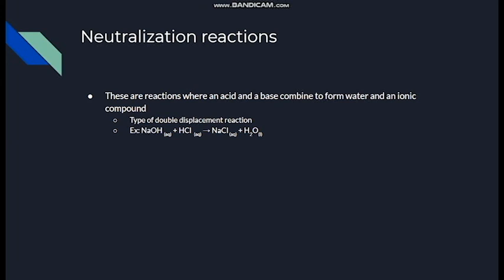Finally, we're going to be looking at neutralization reactions. Now, these are just reactions where an acid and a base combine to form water and an ionic compound. They are a subtype of a double displacement reaction, as both of the cations are going to be substituted between each other. And one very popular example of this is sodium hydroxide plus hydrochloric acid combined to form sodium chloride and water. Sodium chloride is a salt, sodium hydroxide is a base, hydrochloric acid, as in its name, is an acid, and water is water.